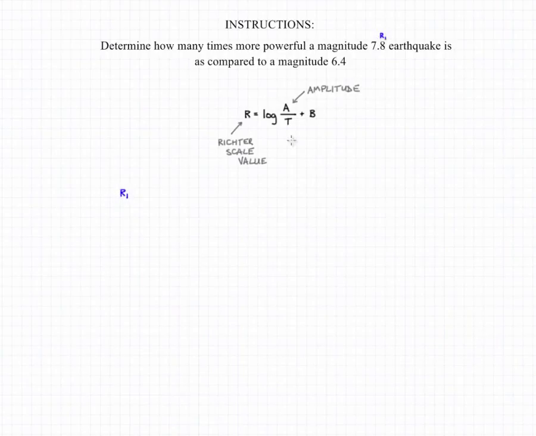We can say that the Richter scale value for 1 is going to equal the log of A1 over T plus B, and that'll be our 7.8 earthquake. And our Richter scale value for 2 will be the log of the amplitude of the second earthquake over T plus B, and that'll be our 6.4. So we can compare them by subtracting the two Richter scale values, which will be R1 minus R2, which if we translate that into logs will be the same thing as the log of A1 over T plus B minus the log of our second amplitude over T plus B.